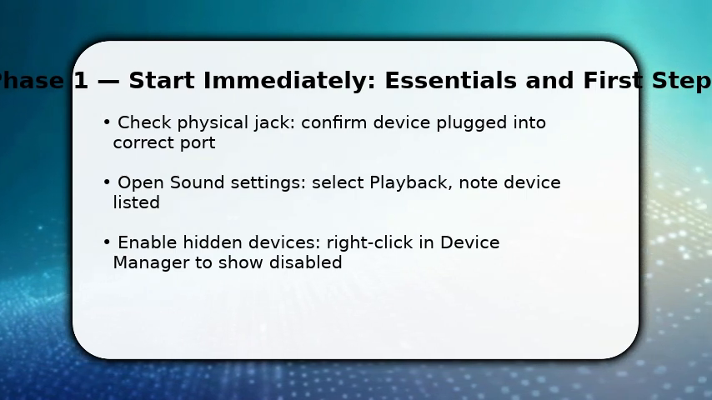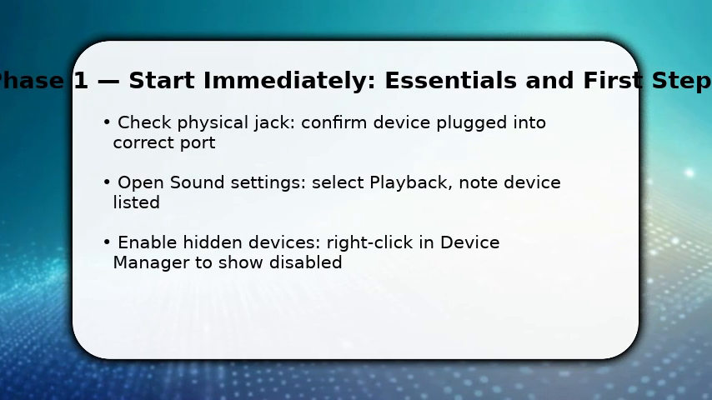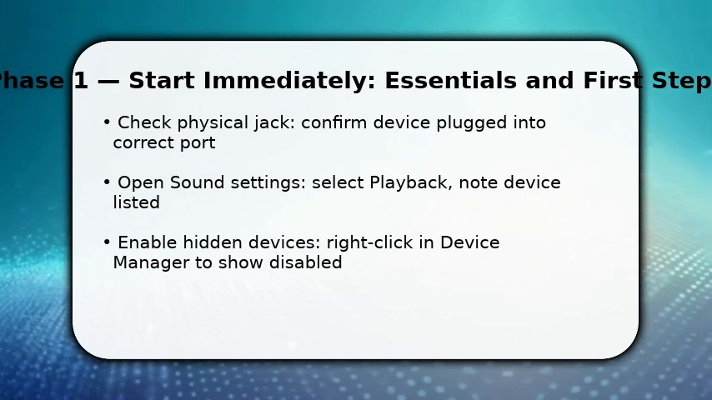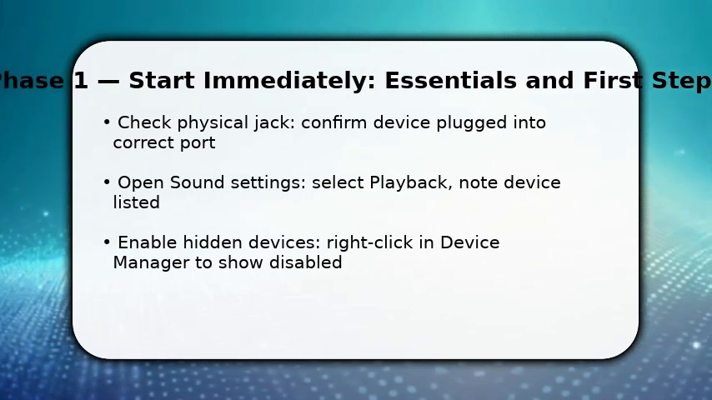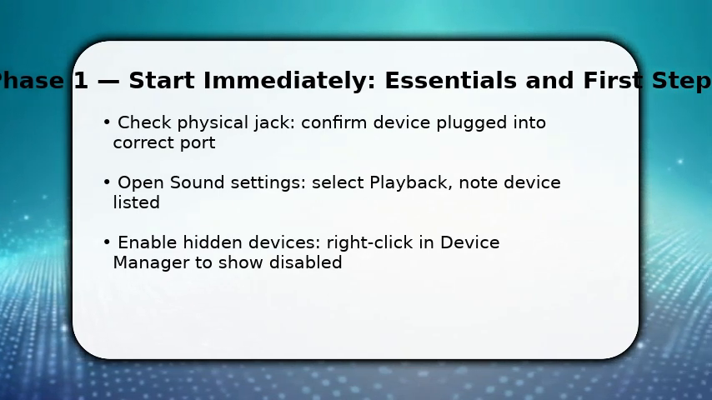Once done, open Sound Settings and identify the playback device name. Make sure Device Manager is open. Set it to show hidden and disabled devices so you can see everything. This exposes missing or disabled entries you'll fix in the next steps.